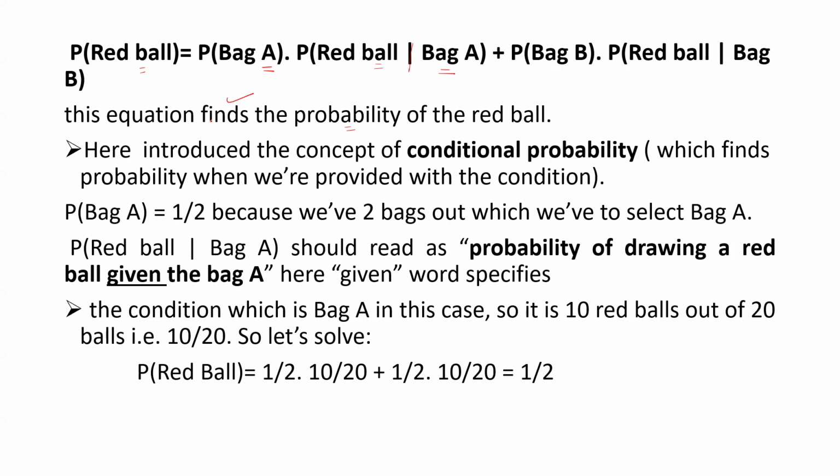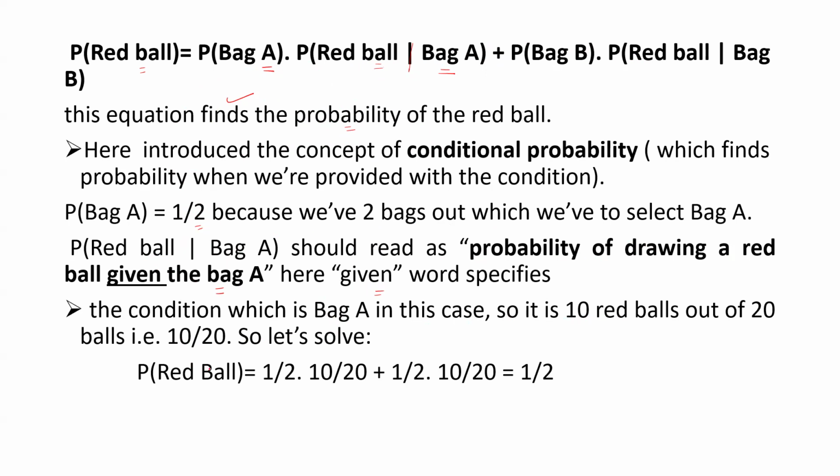Probability of bag A is equal to 1 by 2. Why? Because we have two bags, out of which we have to select one bag A, so it will be only one we are going to select. That's why it is 1 by 2. Similarly, probability of red ball given bag A is read as the probability of drawing a red ball given the bag A. Here the word given specifies the condition, which is bag A in this case. So it is 10 red balls out of 20 balls, that is 10 by 20.